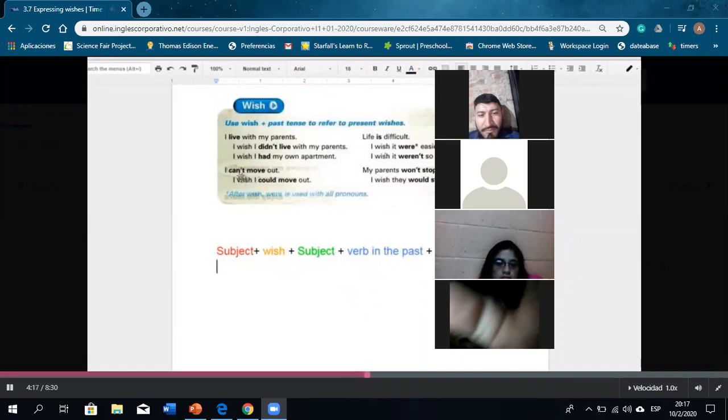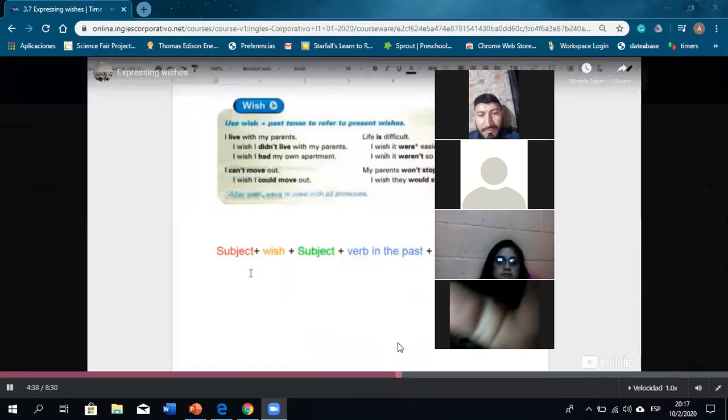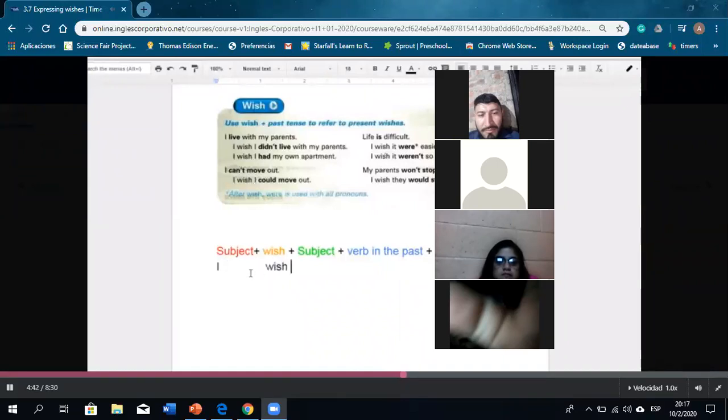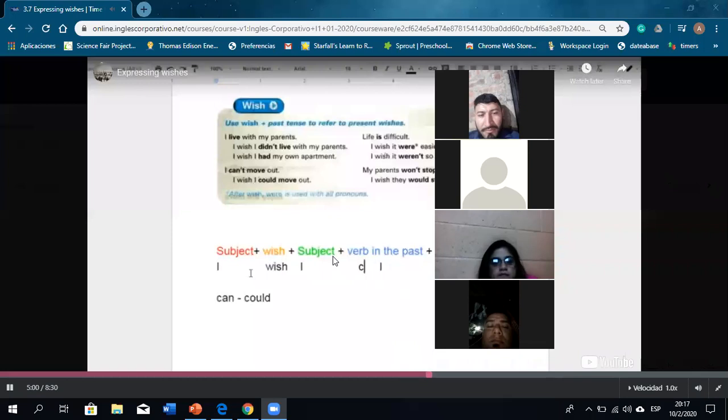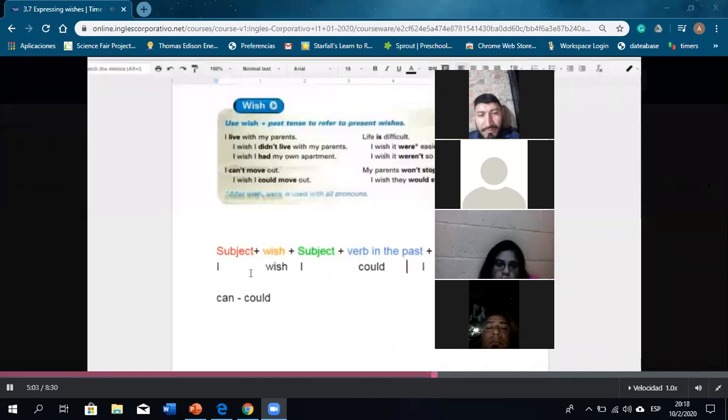So let's try to make sense of that second example there. I can't move out. So what happens there? The only thing that changed was that I'm using a modal verb instead of a regular verb. But what you've got to remember here is that the modal verb can, the past of that is could. And so it's basically the same concept, right? We're going to say, I wish, and then we're going to have a subject again. I wish I. So what is the past of can? Well, we can easily say that it is could, right? There we go. And so that's basically what we're going to put here. I wish I could move out.